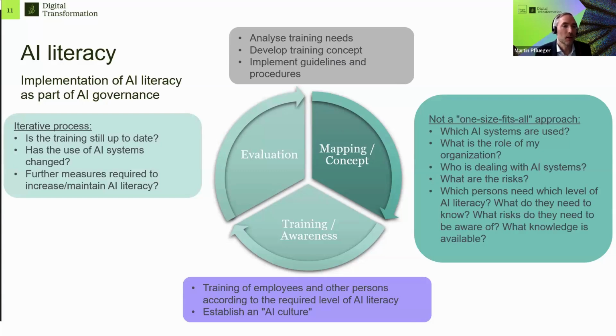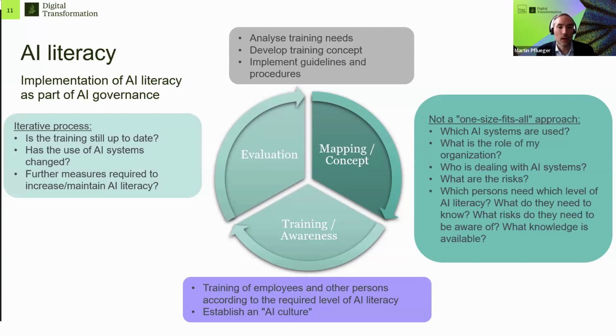And then, as with every training concept, this is an ongoing process. So the notion of AI may change, your AI system usage within the company may change. So you always have to ask yourself: is the training still up to date? Are there further requirements to enforce the training? Do you need to build out and extend your AI literacy training?